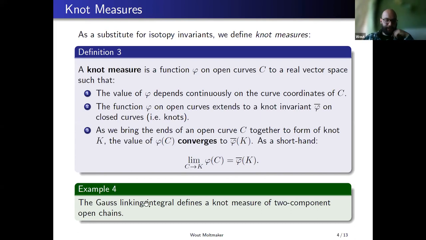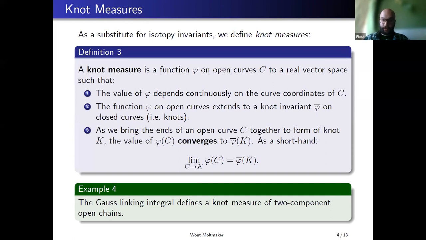So here's an example. This is a classical one, of course, maybe the most classical. It turns out that the Gauss linking integral for closed curves gives you an integer, just the linking number of a two-component link. It turns out that you can also define this for open chains with two components. An open chain with two components is just an open curve, but with two components instead of one. You can still define this, but then it will give a real number instead of an integer. And as you bring the endpoints together, this will vary continuously and converge to the integer that is the linking number of this link.